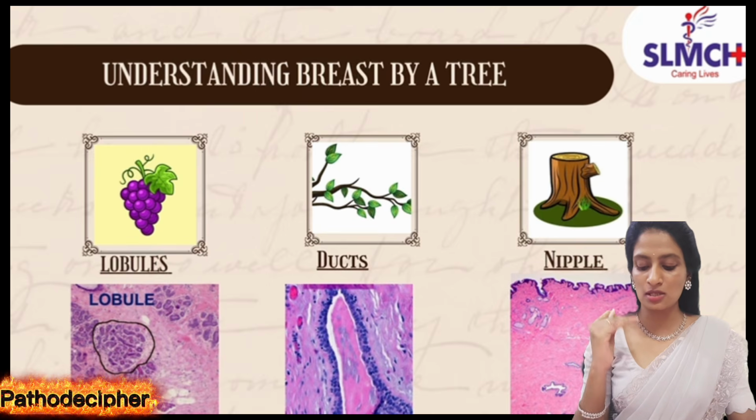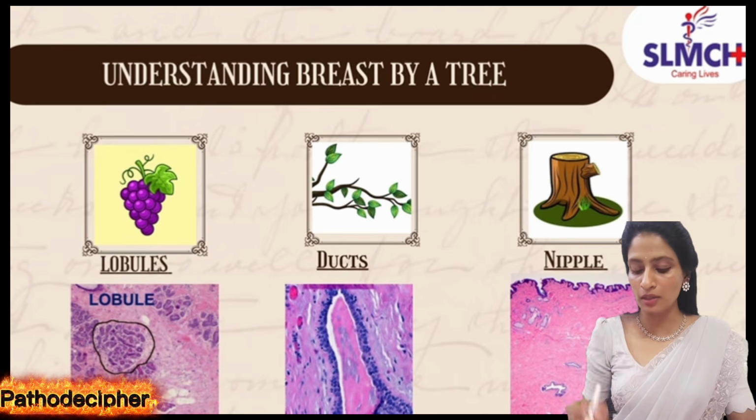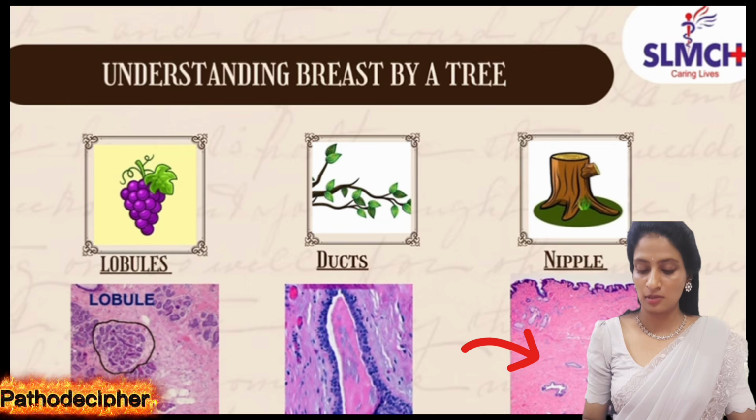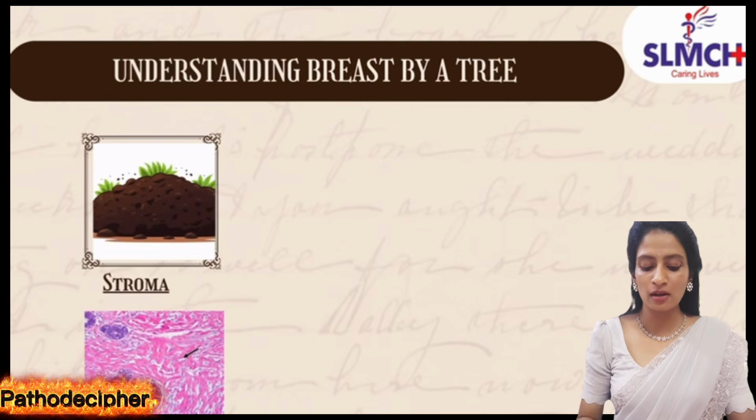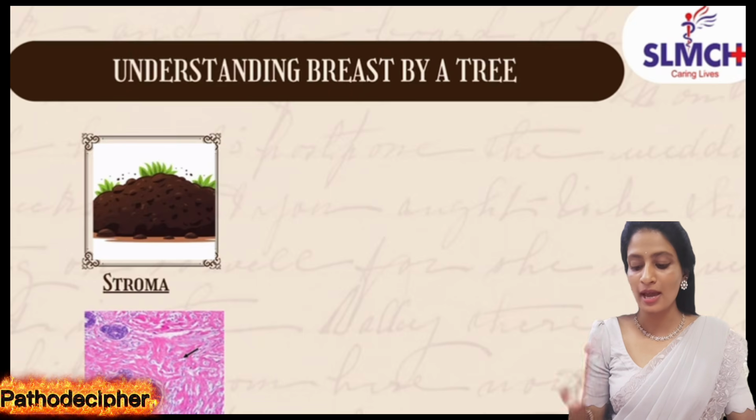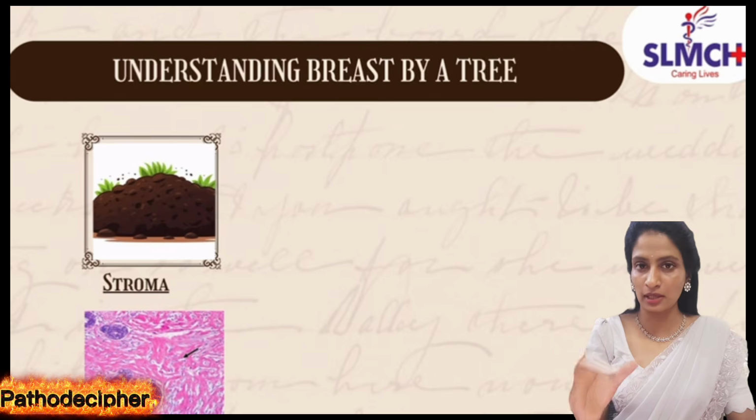In the third image, below, you can see the histopathology of the nipple. Above is the layer of epithelium, and below you can see some adnexal glands and also ducts. This is compared with the trunk, where the lobules are the ones which secrete, the ducts are the ones which carry, and finally the nipple is the one which discharges the milk. Like that you can understand.